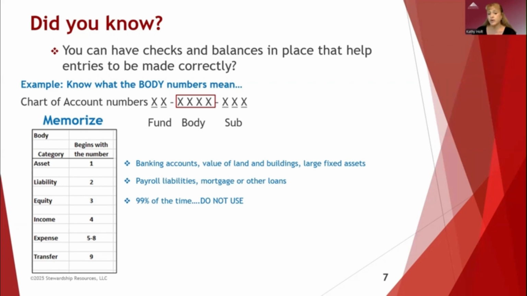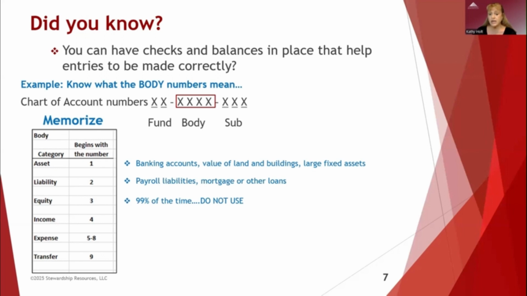If the middle four numbers start with a 3, it's always an equity account. Now, this is really, really important. 99% of the time, you are not going to code anything directly to an equity account. That's a chart of account number with the middle four numbers begin with a 3.